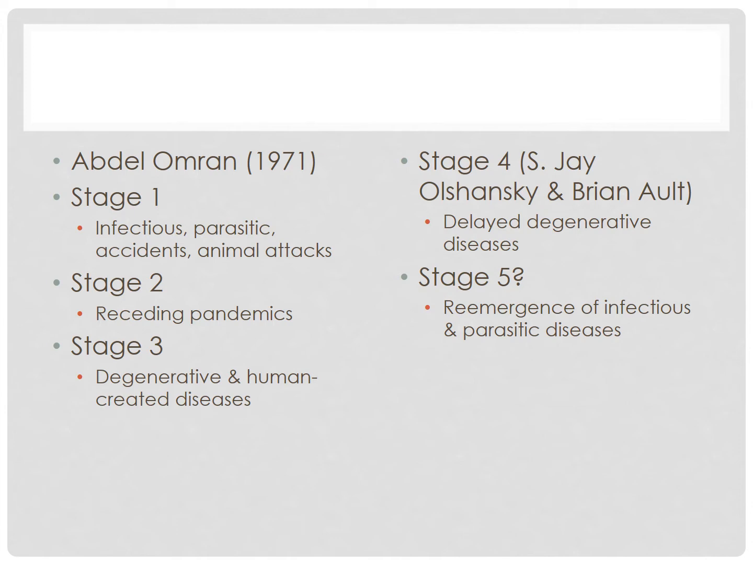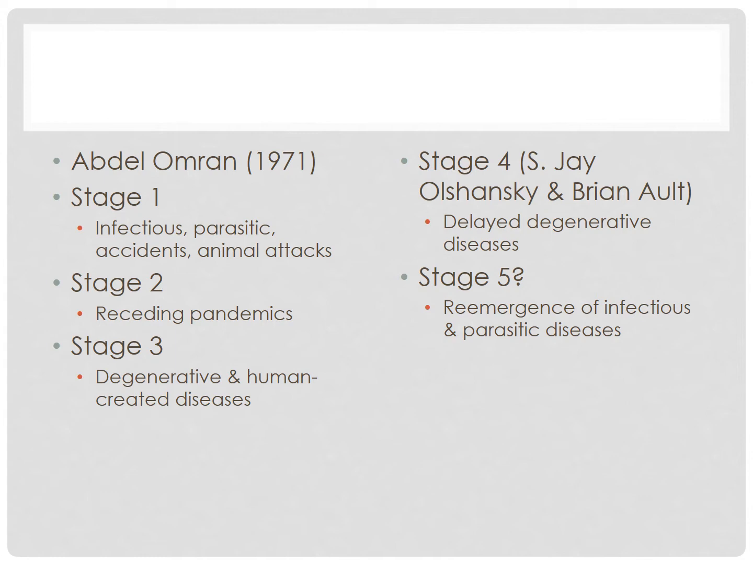Stage number 1, if you remember from the DTM, the demographic transition model, has a high death rate. And what Omran noticed is that there are a lot of infectious diseases, parasitic diseases, accidents, animal attacks, things that are largely outside of human control at this point in development. And a really good example of that is the Black Plague, the Black Death, the bubonic plague, whatever you want to call it. We'll take a look at some numbers of what the Black Plague was on the next slide, but that's a good example of stage 1.